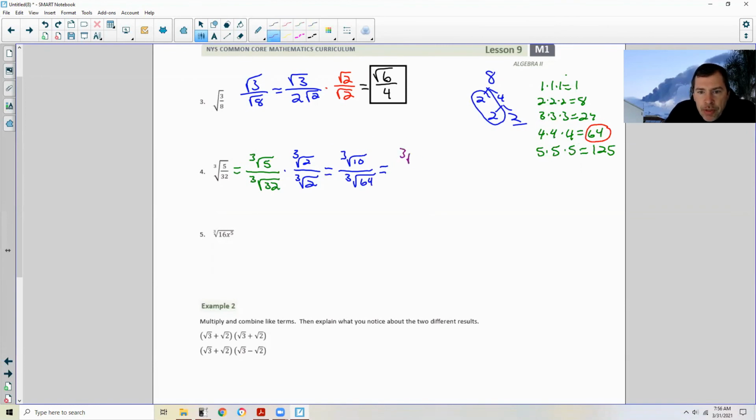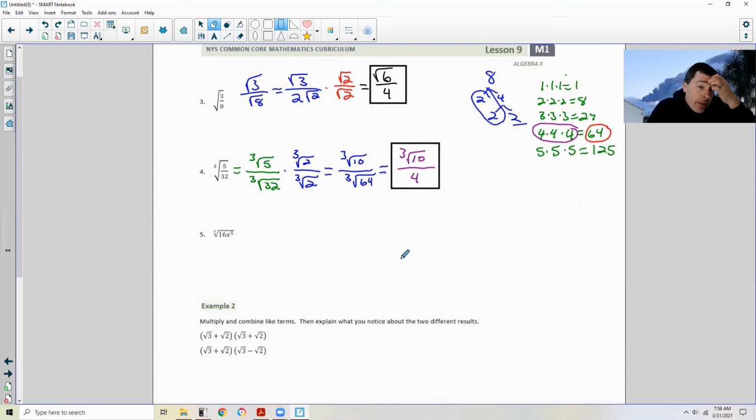I can't do anything with the 10. 10 is 5 times 2, and that's it. There's no number that happens 3 times. But the cube root of 64 is 4. So we're done. That is the answer to number 4, the cube root of 10 over 4.